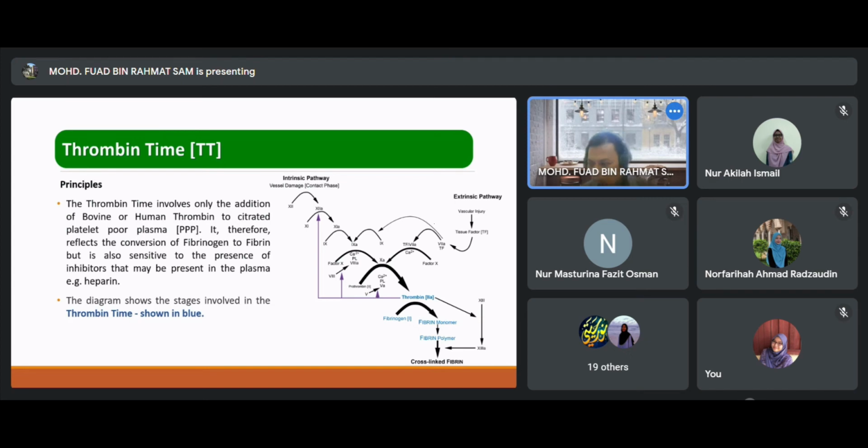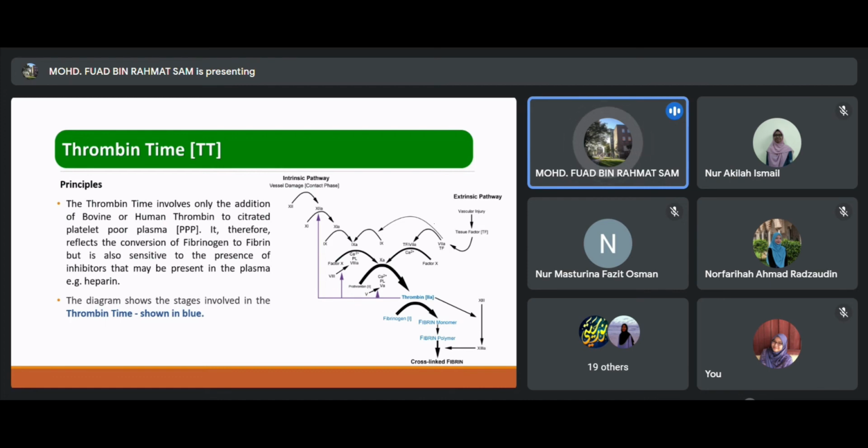apa pathway yang terlibat dalam thrombin time ni? Common. Kenapa common? Because they measure the fibrinogen. And obviously the fibrinogen, factor number 1, ada dalam common pathway.